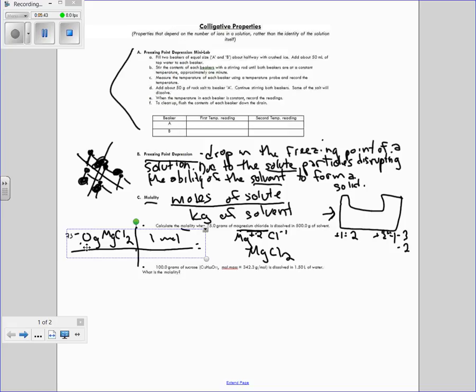I need 1 magnesium, which clocks in at 24.31, plus 2 chlorines, each at 35.45, gives me a molar mass of 95.21 grams. So again, I'm going to do 75 divided by 95.21, and I get for just my moles 0.788 moles. I can keep 3 sig figs.